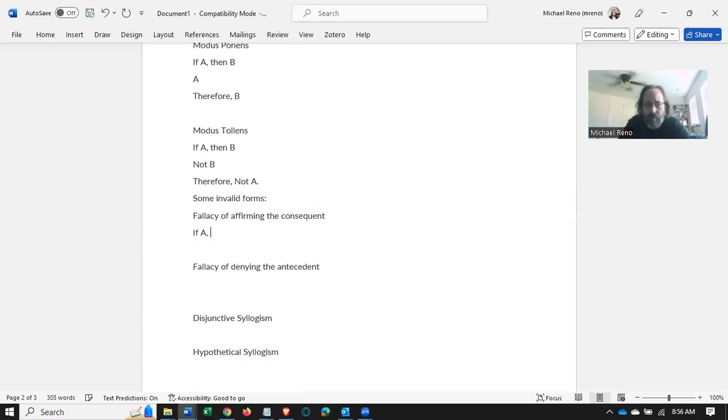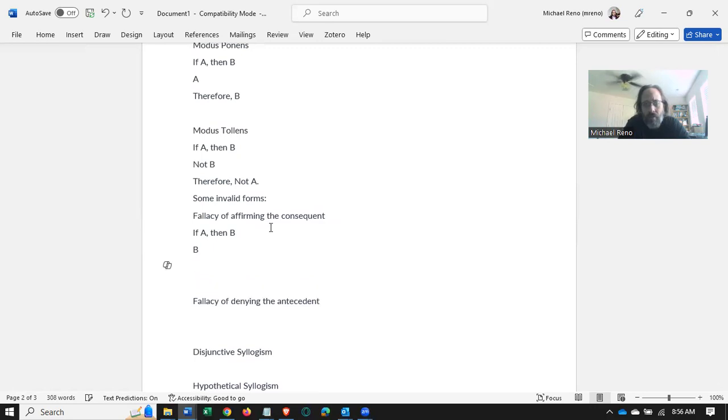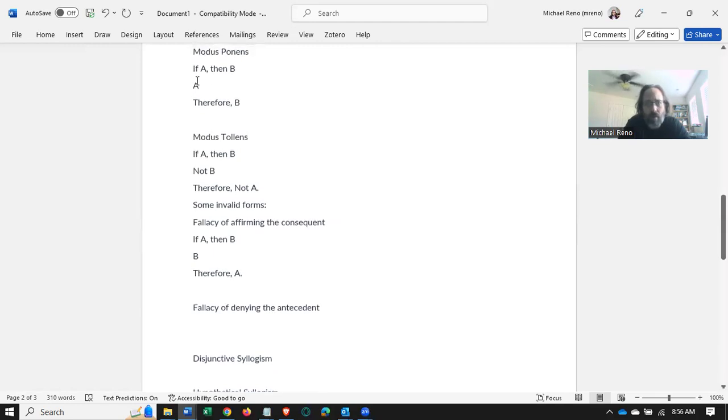First, they look somewhat similar because they both have a conditional as one of the premises. This one is called the fallacy of affirming the consequent. What you have here is, instead of, like in modus ponens, where A is asserted as a second premise, here you have B asserted as a second premise. But conditionals only assert sufficiency in one direction. That is, A is sufficient for B, but that doesn't mean B is sufficient to bring about A.